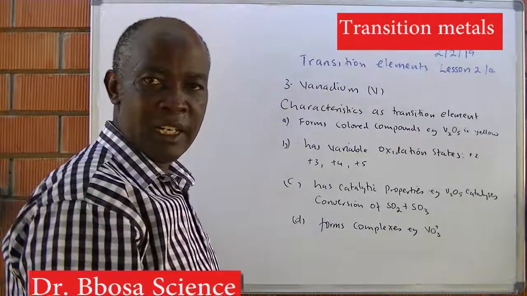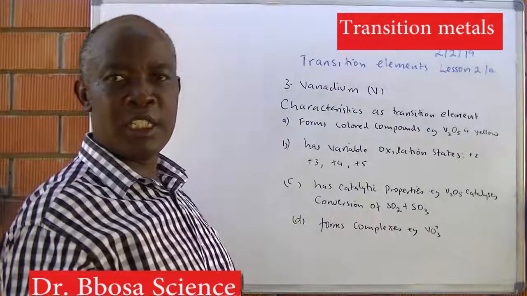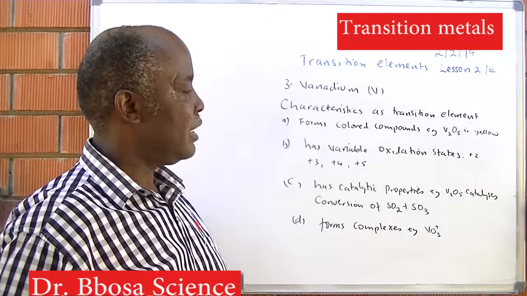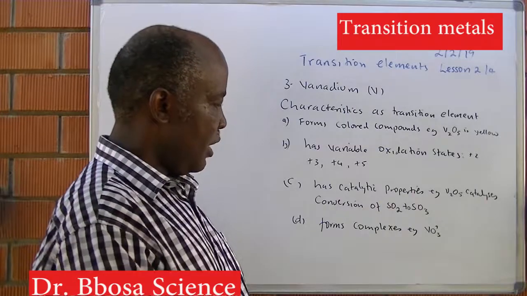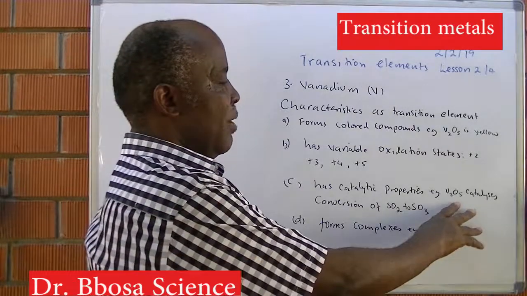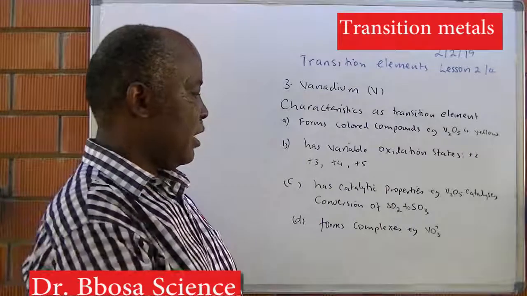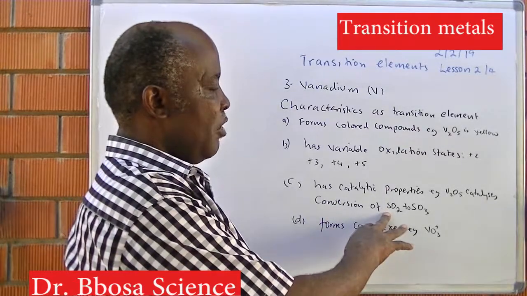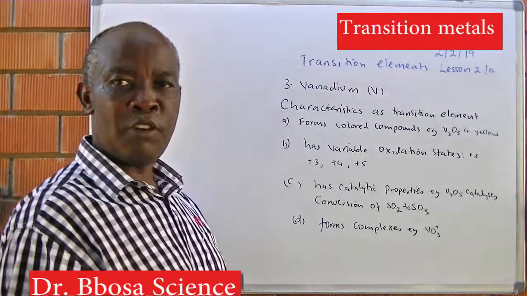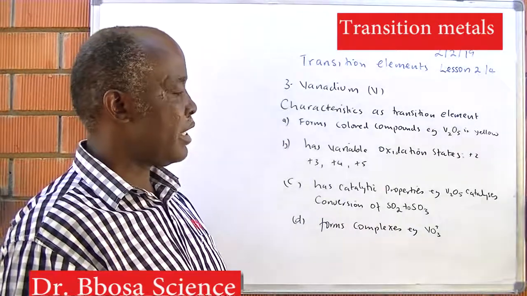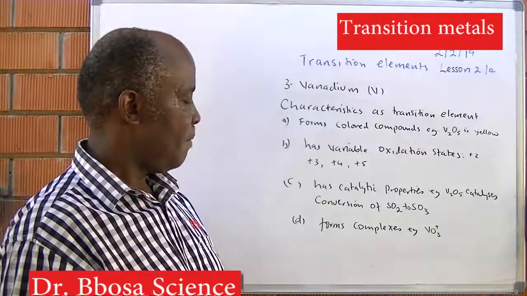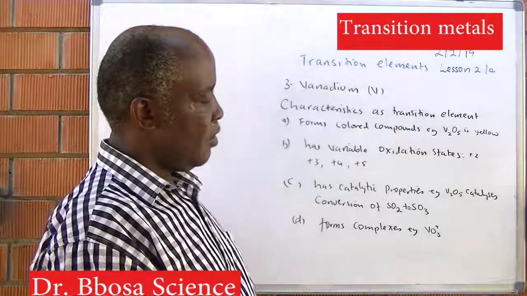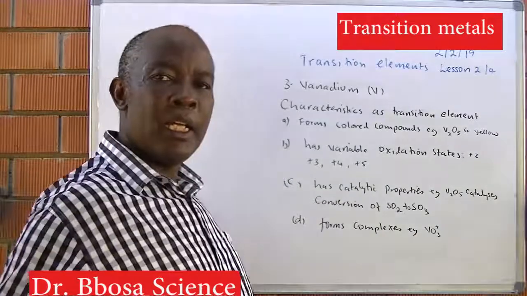There's even a possibility that it forms compounds in other oxidation states. C, it has catalytic properties. For example, vanadium pentoxide catalyzes conversion of sulfur dioxide to sulfur trioxide in the contact process. Then D, forms complexes. For example, that one.